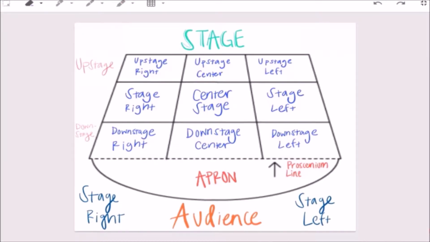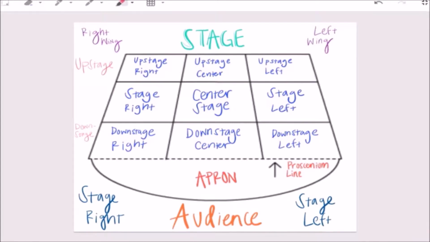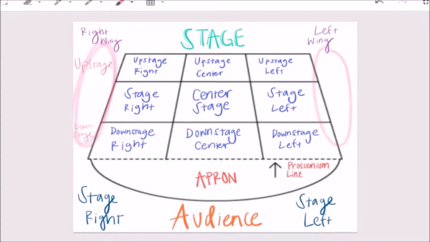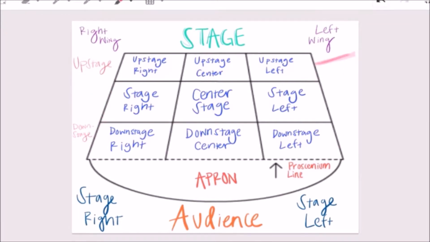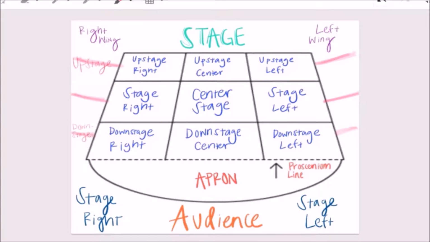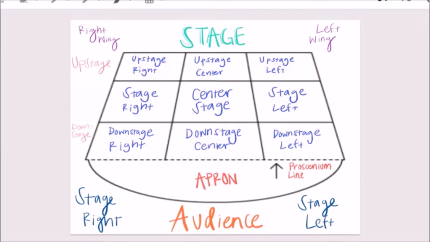It is also important to know the location of the right and left wings. This area of the stage is actually backstage and is not visible to the audience. These areas are often covered by legs, which are long black curtains to hide the audience's view of the actor's entrances and exits. These are your basic stage directions, and knowing them will make the process of adding blocking to your script a whole lot easier.